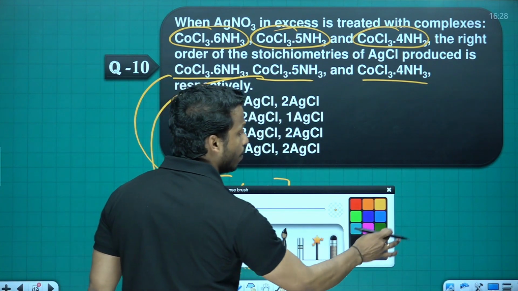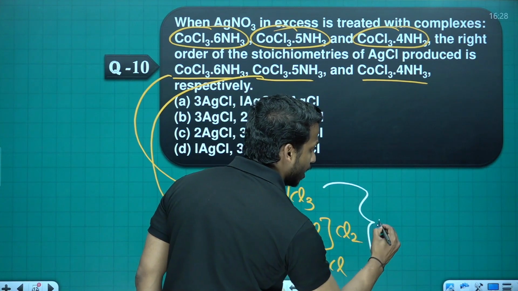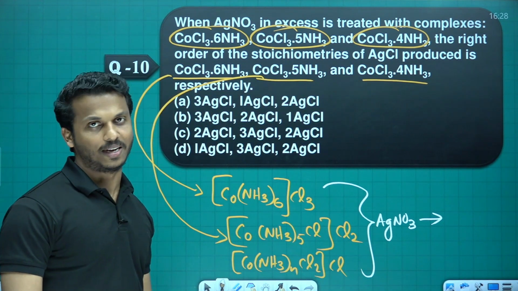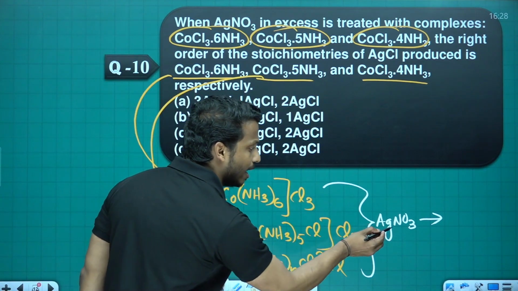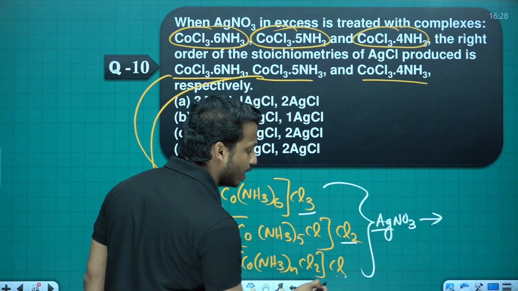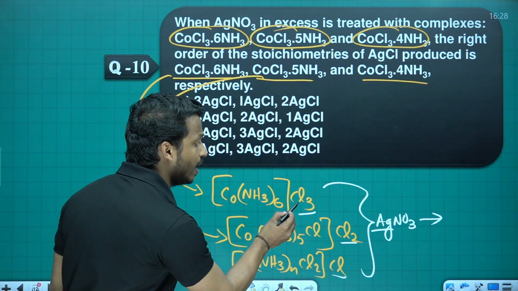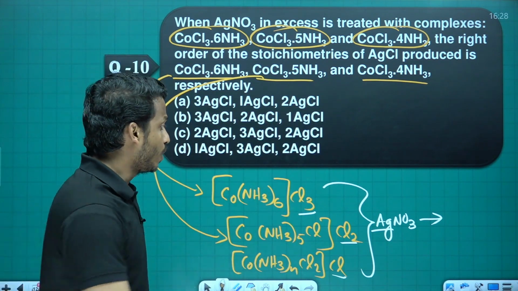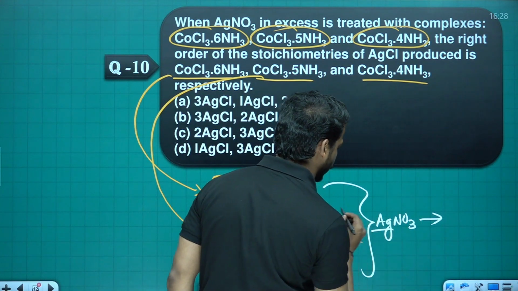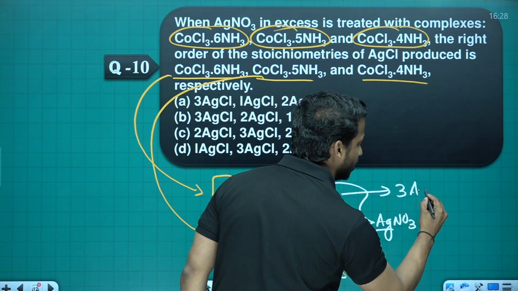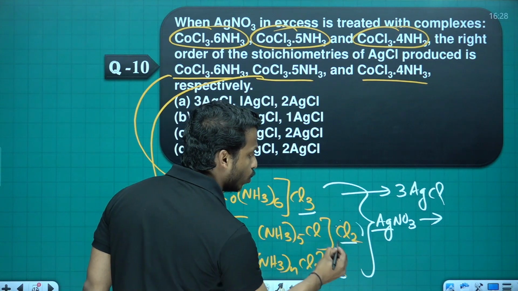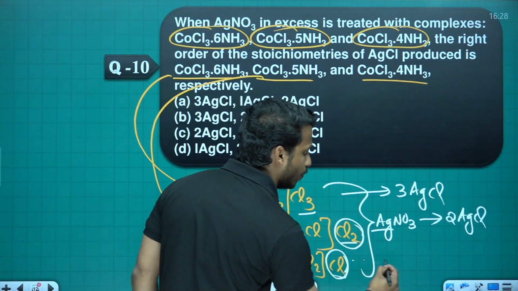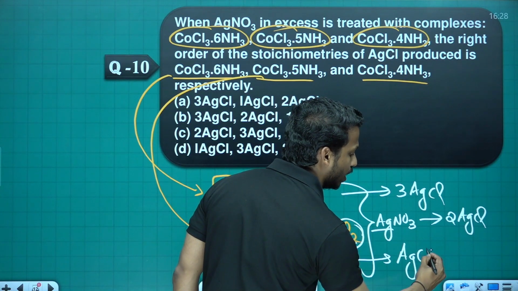And this compound they are treating with a silver nitrate, right? If you treat it with silver nitrate, the chloride combines with silver and you will get AgCl. So here 3 chlorine outside, all counter ions can undergo reaction. So the first one gives you 3 AgCl. Second one, 2 chlorine outside, so it will give you 2 AgCl. Last one, only 1 chlorine outside, so it will give only 1 AgCl.